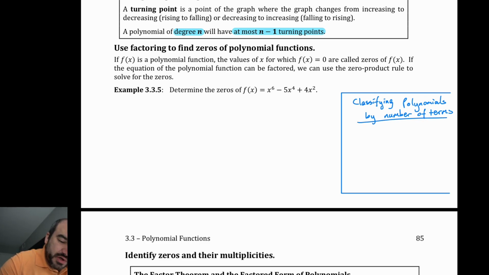With the number of terms: 1 term, 2 terms, 3 terms, and 4 terms, I guess we should say terms. Some of these have special names. So a 1-term polynomial is going to be called a monomial.